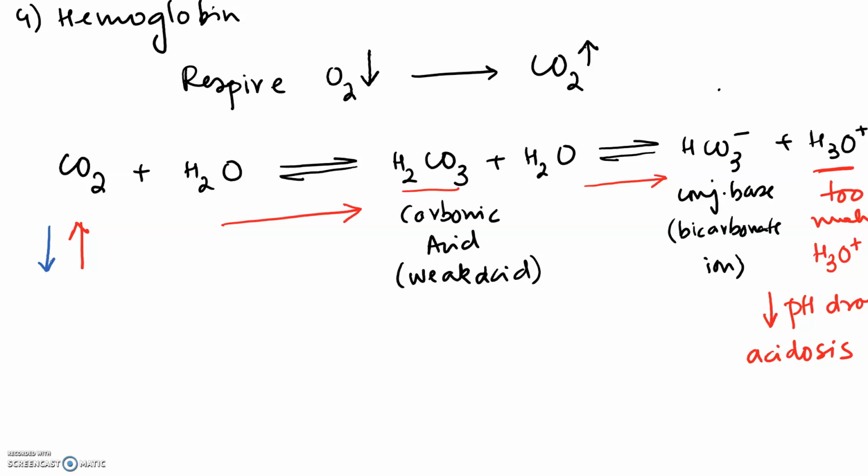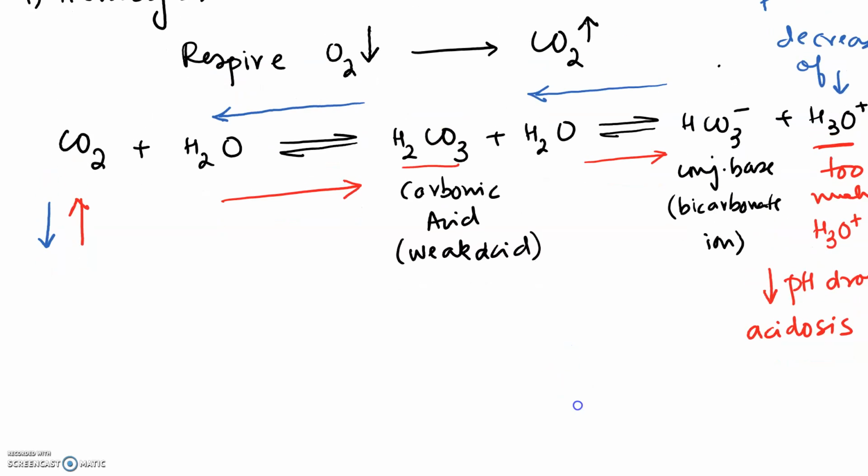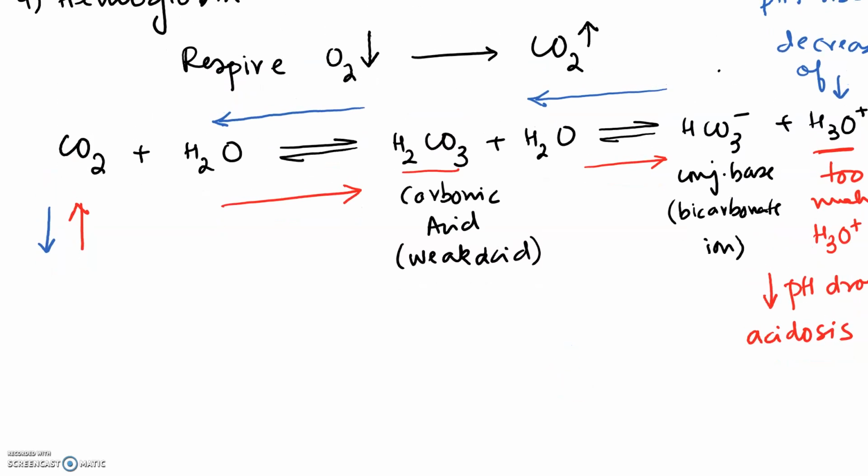On the other hand, if carbon dioxide levels are depleting, what's on the left side goes down. Le Chatelier's principle states that the equilibrium shifts to the left, and if it keeps going, you have a decrease of H3O plus. As a result, the pH rises, resulting in alkalosis.